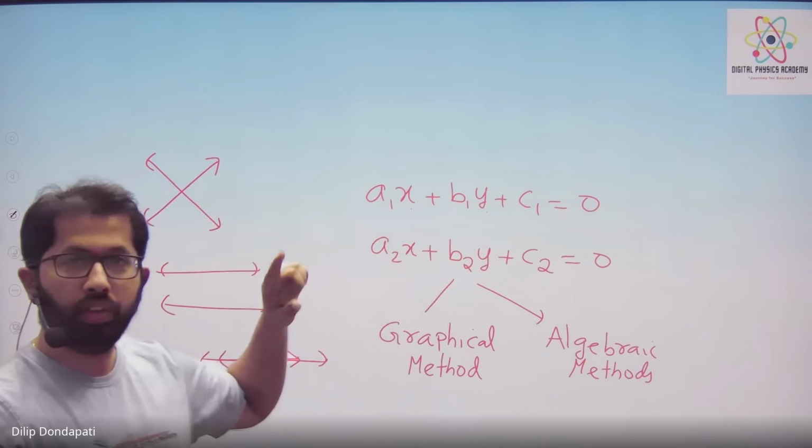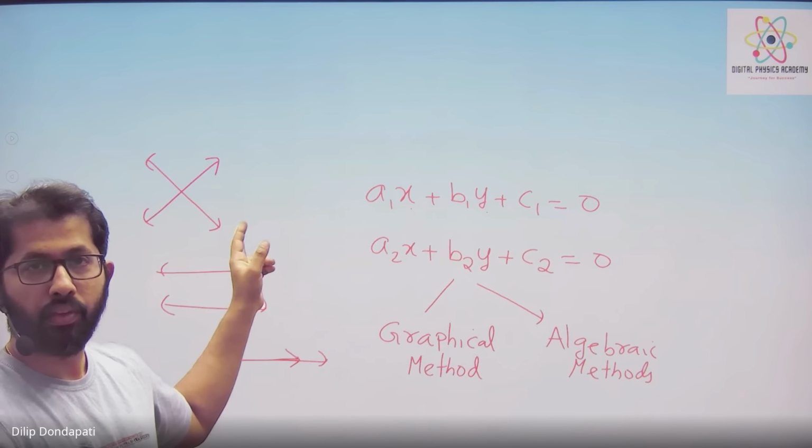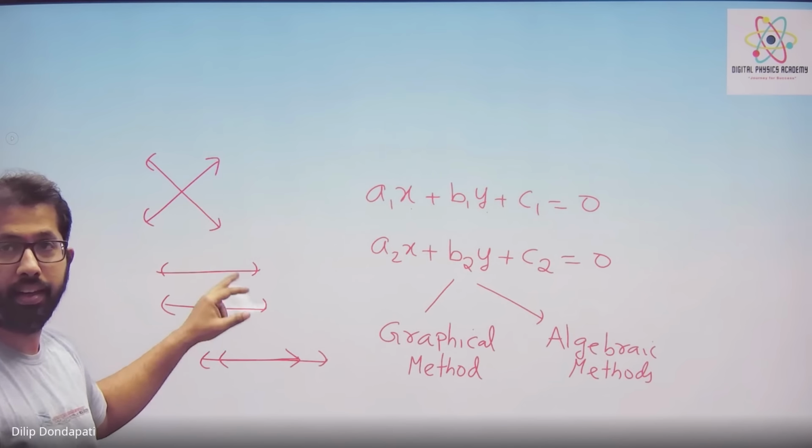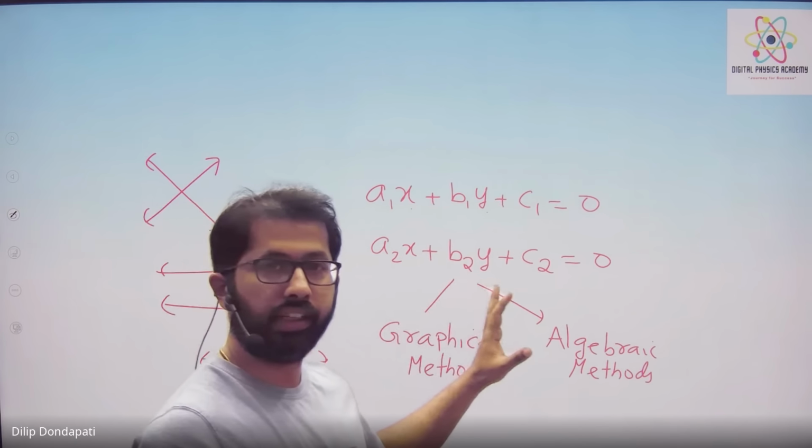Okay. And we know intersecting has how many solutions? One solution. And parallel? Zero. And coinciding? Infinite. Okay. So these are all things we studied in the last class.